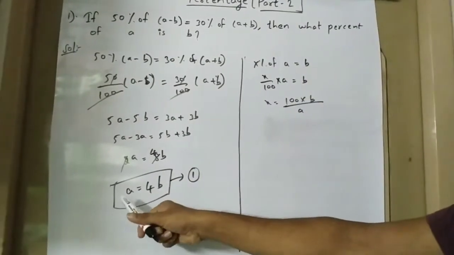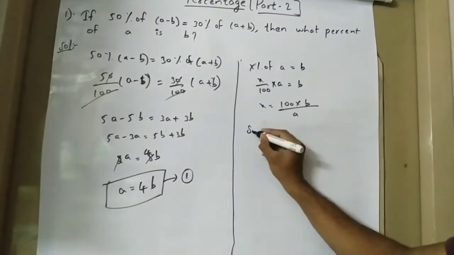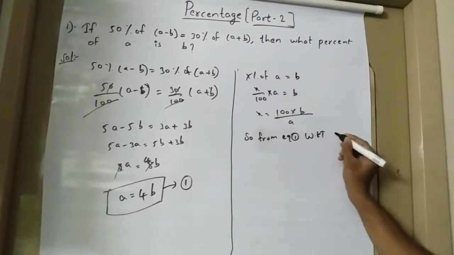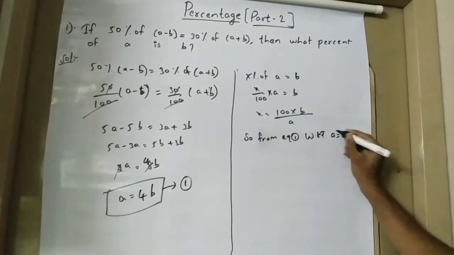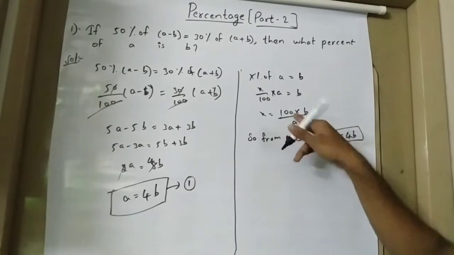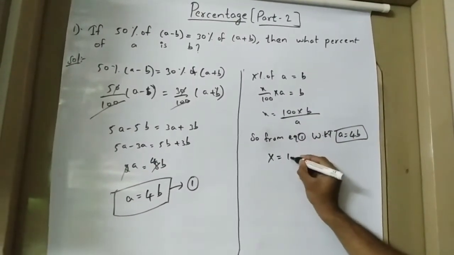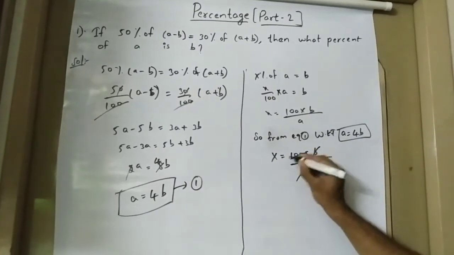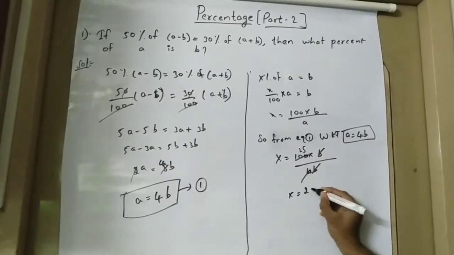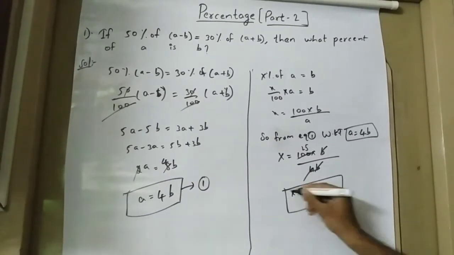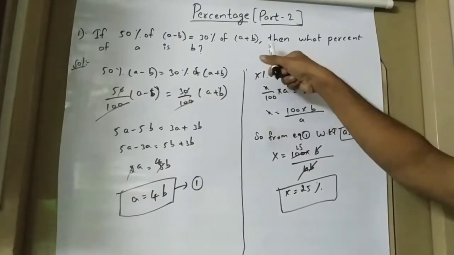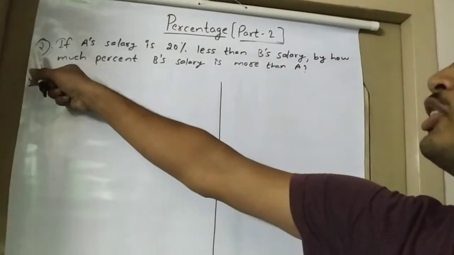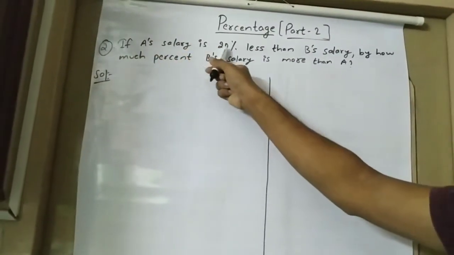So from equation 1, we know that A is equal to 4B. So substitute A equal to 4B here. X is equal to 100 into B by 4B. So X is equal to 25, so X is equal to 25%. So they have asked, what percent of A is B? That is 25%.